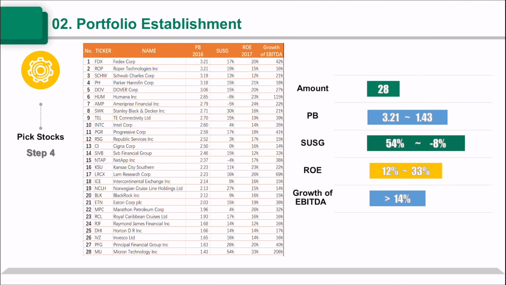Here is the final list of stocks we choose to trade. We have chosen companies with PB ranging from 3.21 to 1.43 and SUSG ranging from 54% to minus 8%. ROE ranges from 12% to 33%, and all companies selected have more than 14% of EBITDA growth. We believe those companies all have great financial performance in the last 2 years, and their stock performance may beat the performance of the SP 500 index in the 1-month trading period we selected.